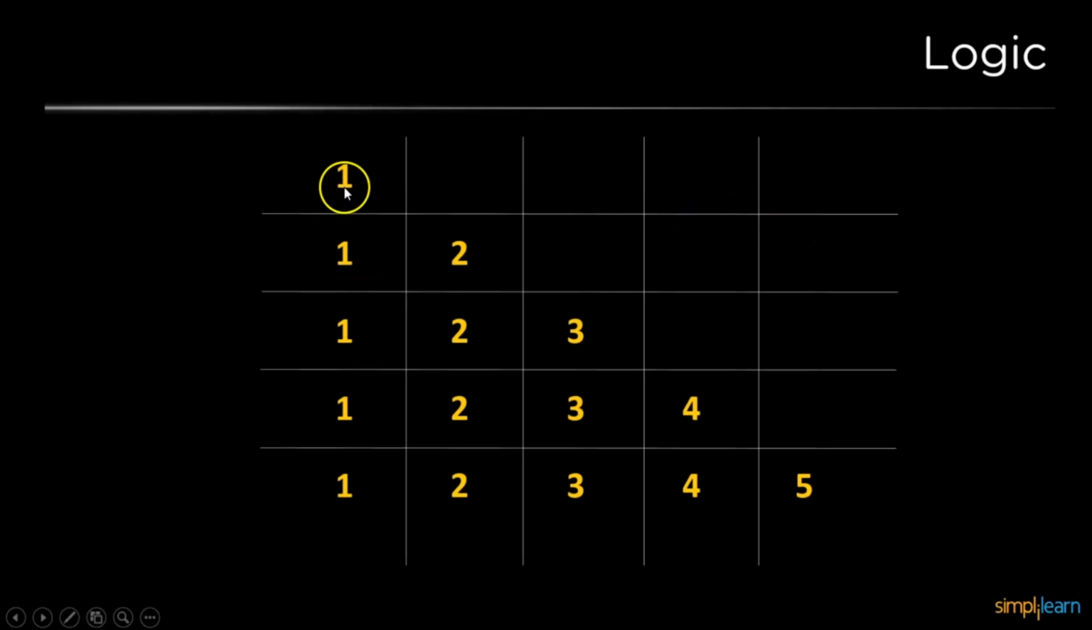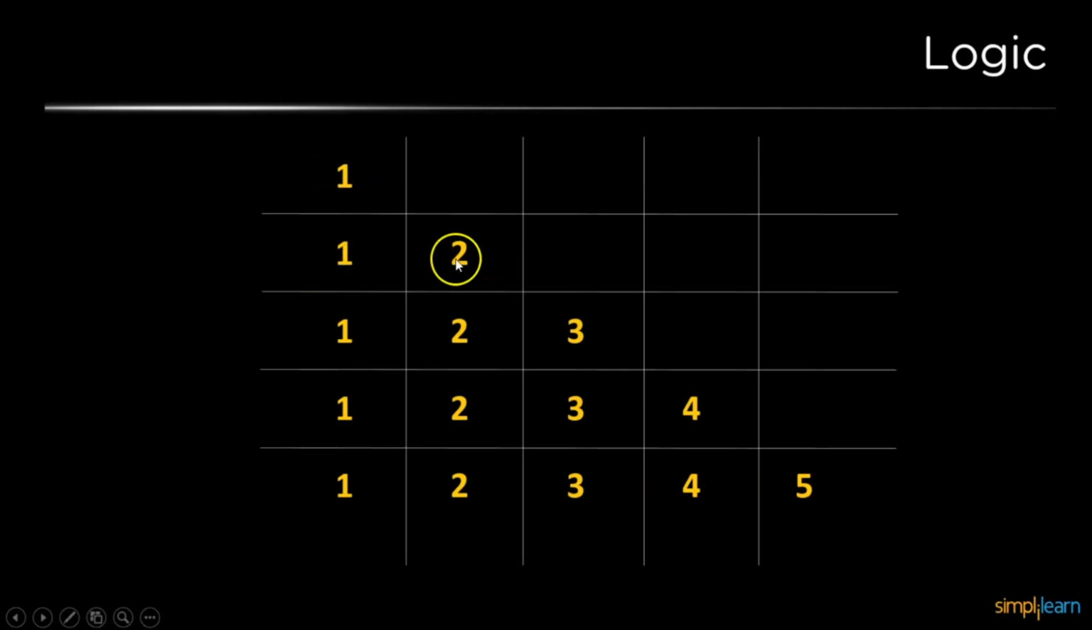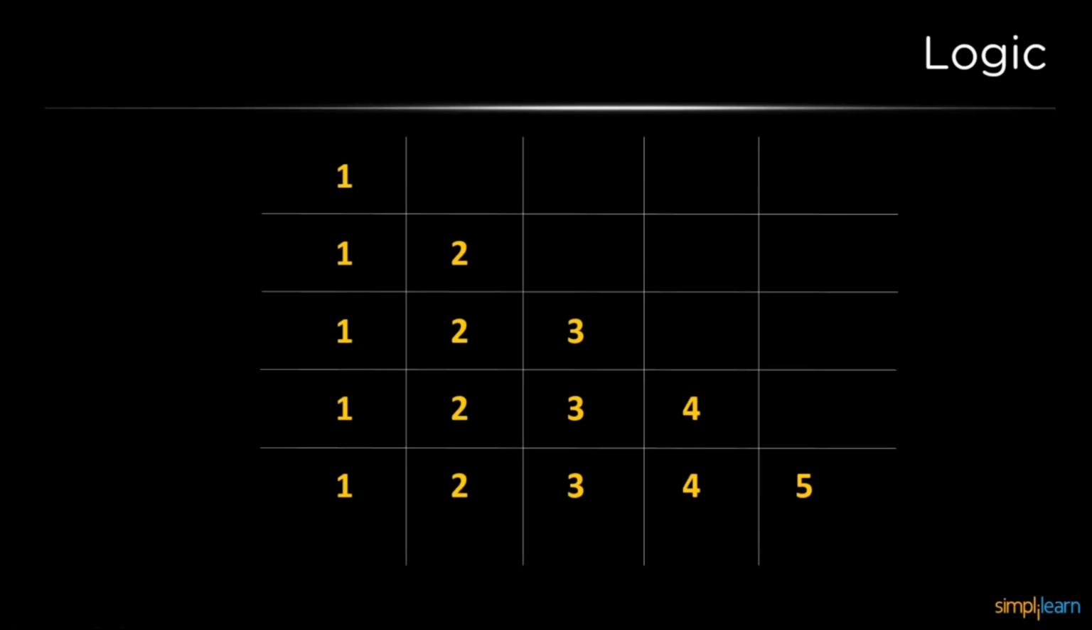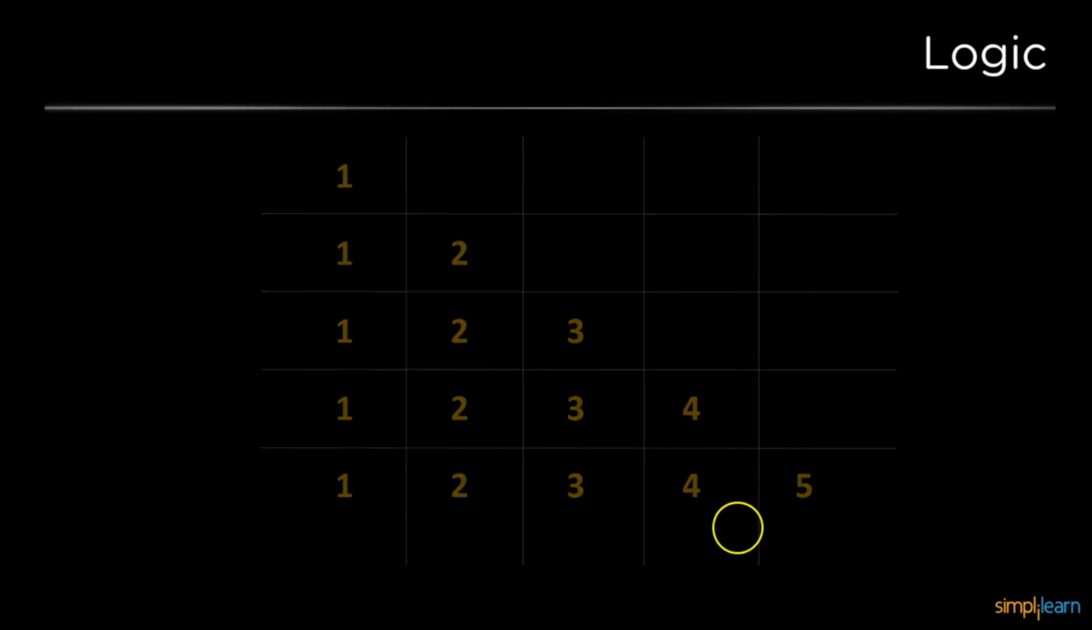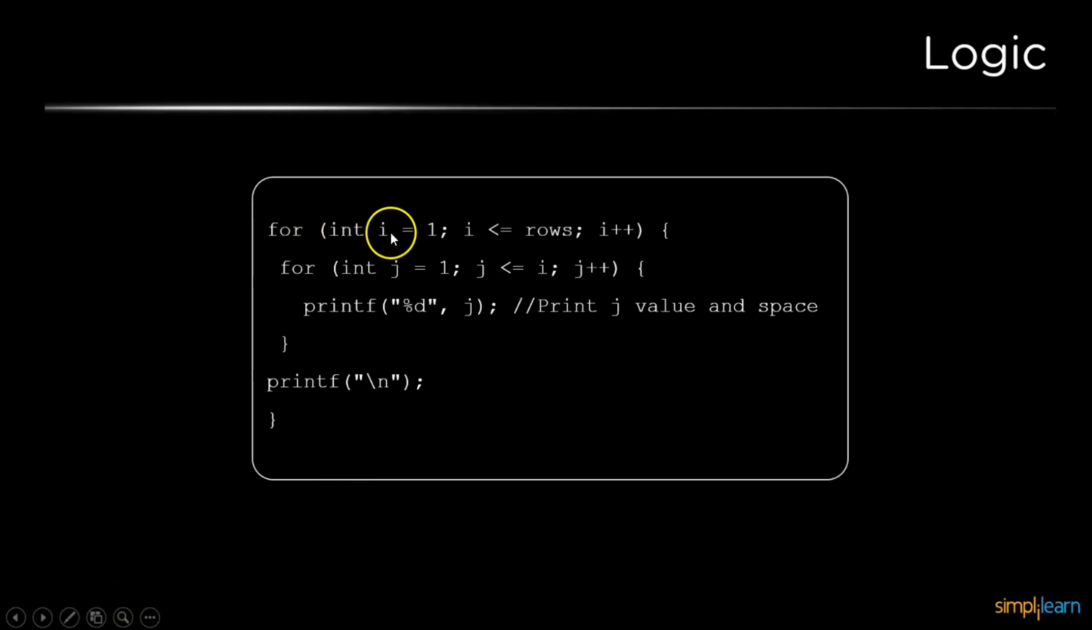Here, the first row has the number 1 followed by 4 spaces. Similarly, the second row has 2 numbers followed by 3 spaces. We have already discussed the logic of how the right angle triangle is printed. So now let's have a look at the code.